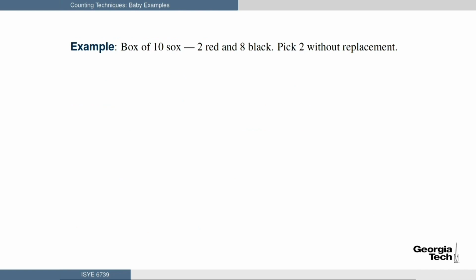Let's do another example. Here I've got a box of 10 socks. I've got 2 red socks and 8 black socks. I'm going to pick 2 of these without replacement. In order to make this a simple sample space, let's suppose that I secretly label the red socks red sub 1, red sub 2, and I label the black socks B sub 1, B sub 2, all the way up to B sub 8. So every possible way that I can pick these socks has the same probability.